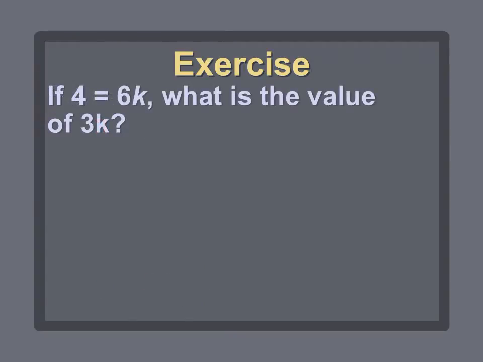All right. So my question for you is to ponder this. If 4 is equal to 6k, what is the value of 3k? Now 3k is half of 6k. So what is half of 4? Well, half of 4 is 2. So the value of 3k would be 2.